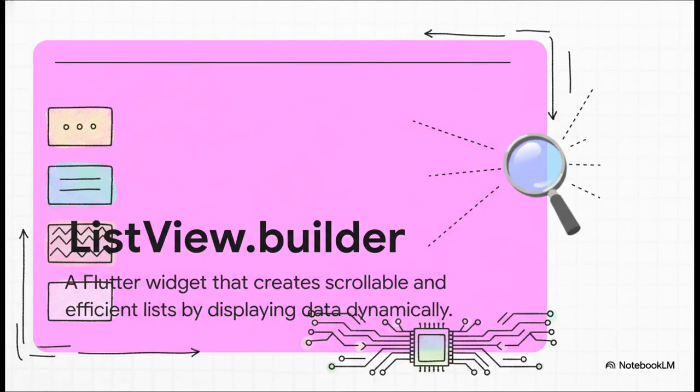And for displaying all that data, we have the ListView.builder. Think of it as a hyper-efficient engine for our lists. Its real genius is how it works. It only builds the list items that are currently visible on the screen. This is exactly why you can scroll through thousands of items without your app slowing down to a crawl. We call it lazy loading, and trust me, it's key to performance.